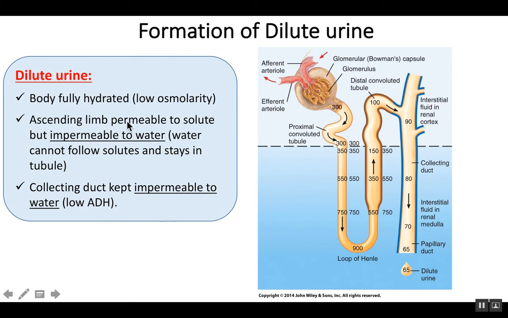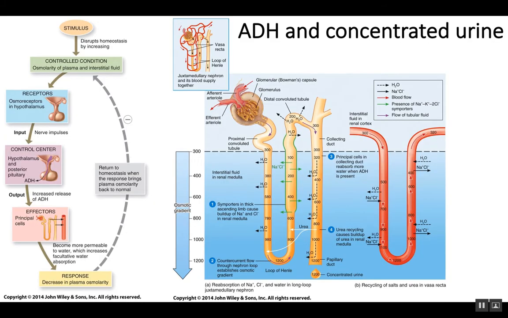The ascending limb is permeable to solutes, but impermeable to water. So water stays in the tubule. And the collecting duct is kept impermeable due to low ADH. So this situation is when you're fully hydrated and low ADH production. Compare this picture to the next slide.